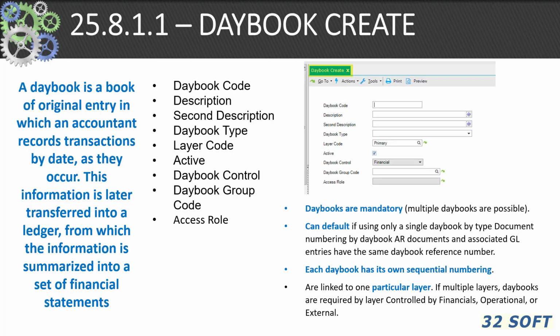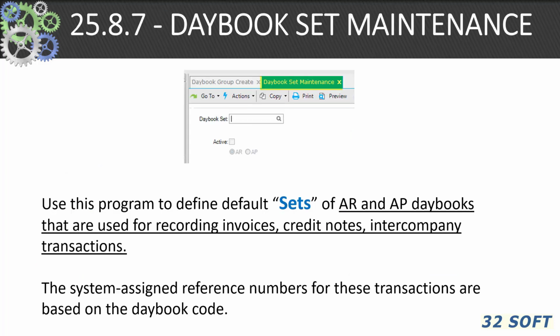The daybook create. A daybook is a book of original entry, which accountants record transactions by date as they occur, and then this information is transferred into the ledger, from which information is summarized into sets of financial statements. Daybooks are mandatory in the system. You can default daybooks. Each daybook can have its own sequential numbering, and you can link daybooks to particular layers that we had talked about.